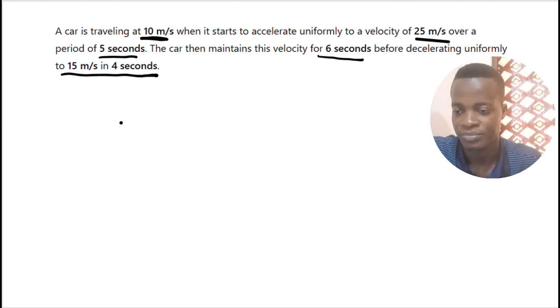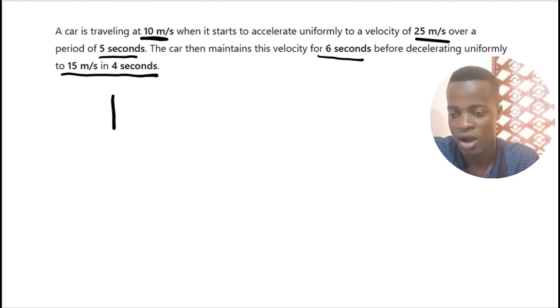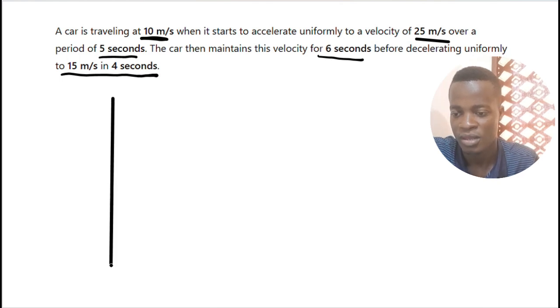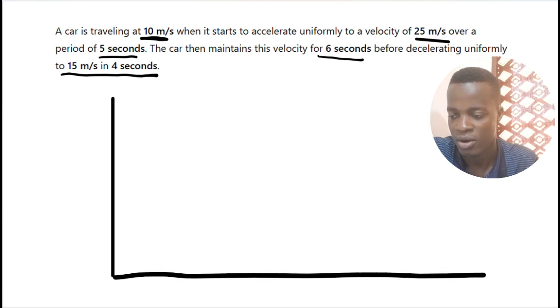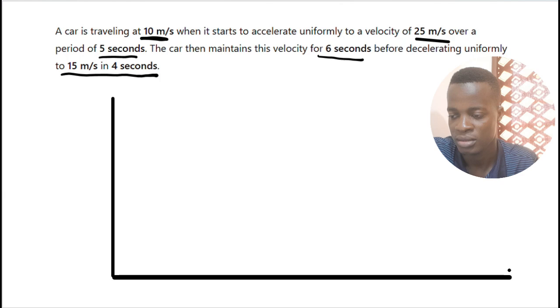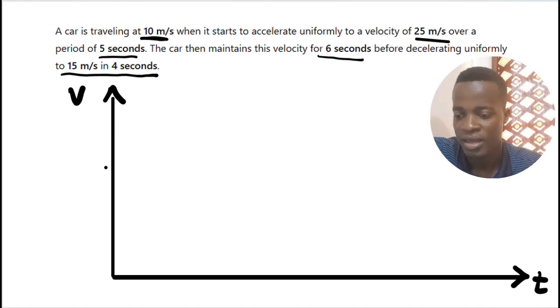Let's draw the graph. So we will have our vertical line, and then our horizontal line. This is our t axis, and this is going to be our velocity v axis. Okay, so let's start the question.